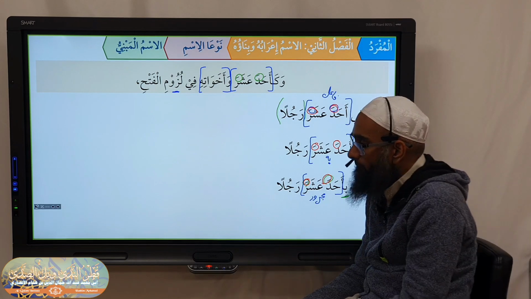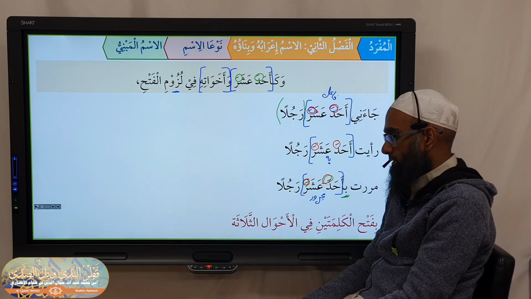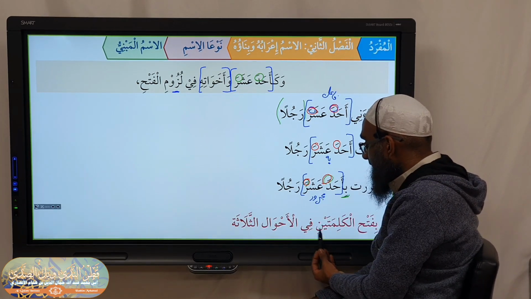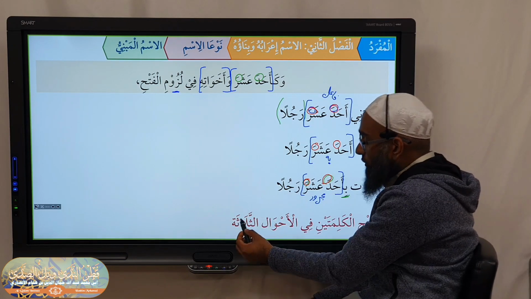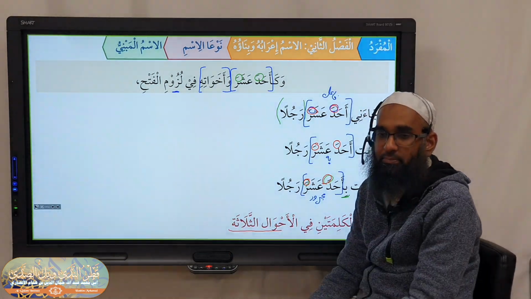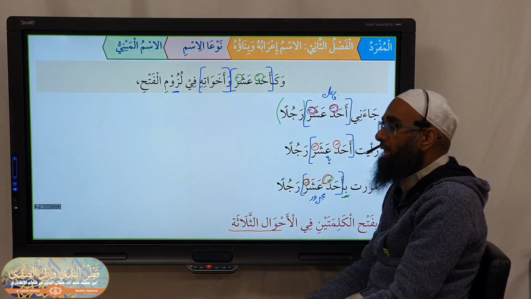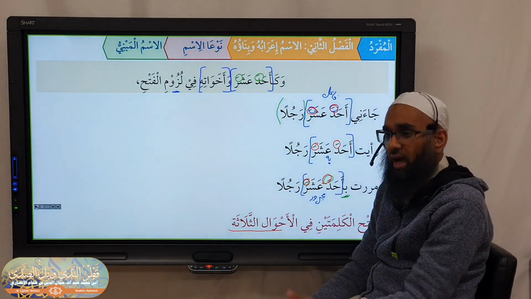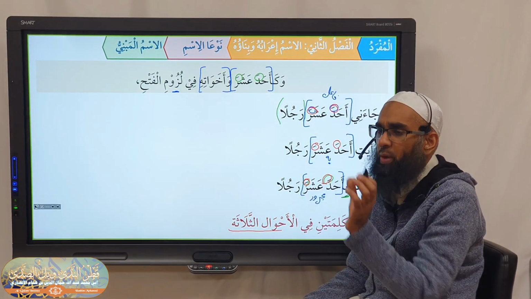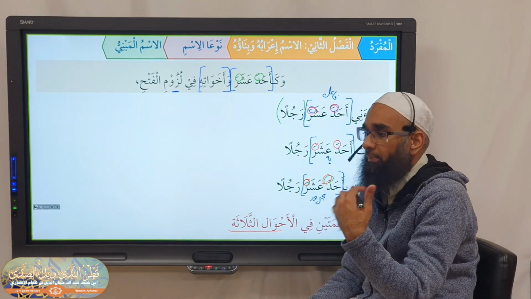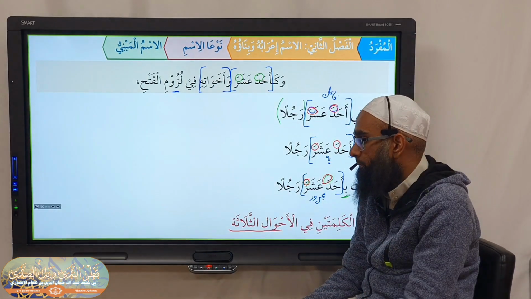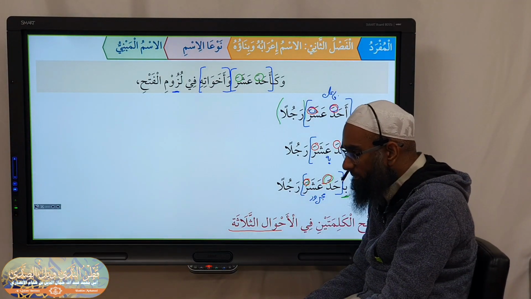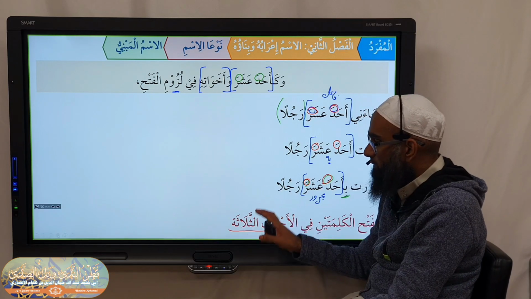Understood? بفتح الكلمتين في الأحوال الثلاثة. In all three states, in marfu state, in mansub state, in majroor state, these words always have fatha. The other words have fatha as well, but he's only given a few examples. He's not giving all the mabnis. We're just telling you the types of mabnis. Does everybody understand that?